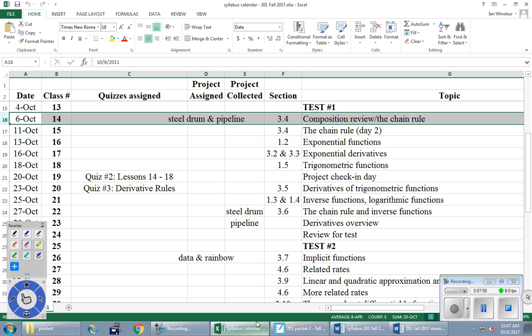Okay, so let's jump in. So today we're going to review composition of functions. That is like a pre-calculus or 107 college algebra type topic. And then we'll talk about the chain rule. The chain rule is the most important derivative rule of the entire semester. So important that we're going to spend 2 days on it. So we'll do this again next class.